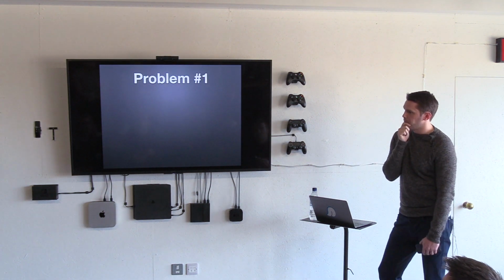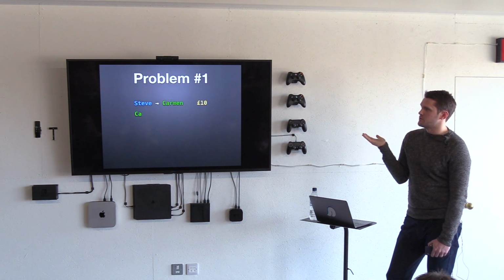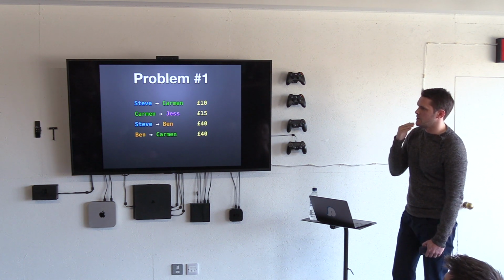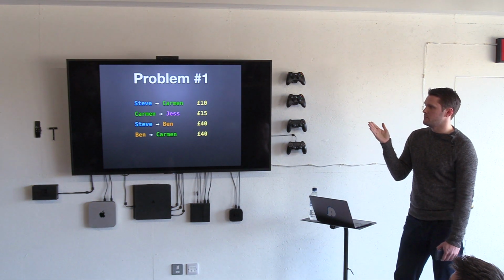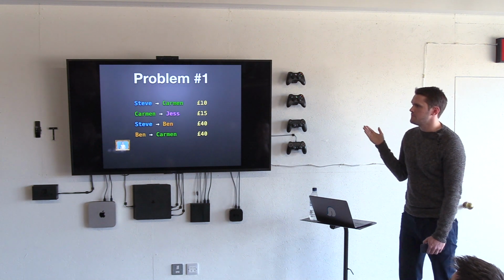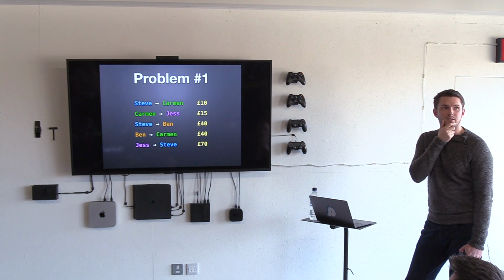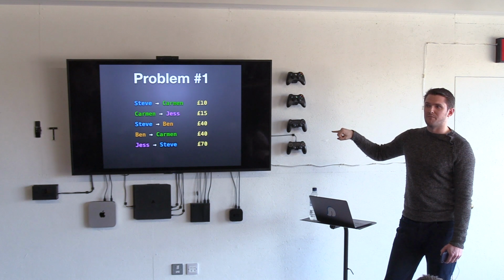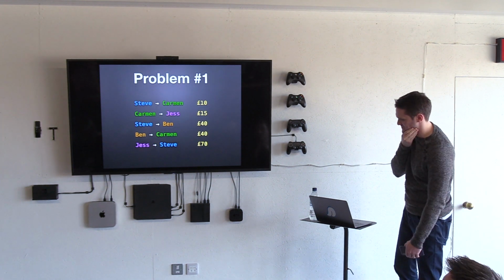So, problem 1. So far, we've been assuming that each person is responsible for adding their own transactions to the ledger. So Steve decides to pay Carmen 10, Carmen decides to pay Jess 15, Steve decides to pay Ben 10 and Ben decides to pay Carmen 40. Now that's fine, but imagine that someone sneaky comes along and says, oh, hang on a minute, Jess pays Steve £70, and then makes a swift getaway. We need a way of making sure that that can't happen, because otherwise he'll do it time and time again.